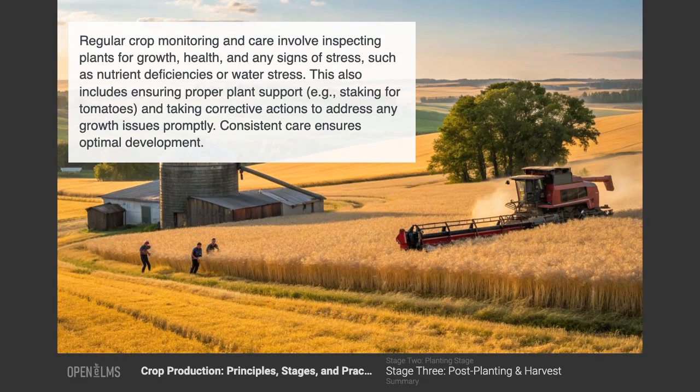Regular crop monitoring and care involve inspecting plants for growth, health, and any signs of stress, such as nutrient deficiencies or water stress. This also includes ensuring proper plant support, e.g. staking for tomatoes, and taking corrective actions to address any growth issues promptly. Consistent care ensures optimal development.